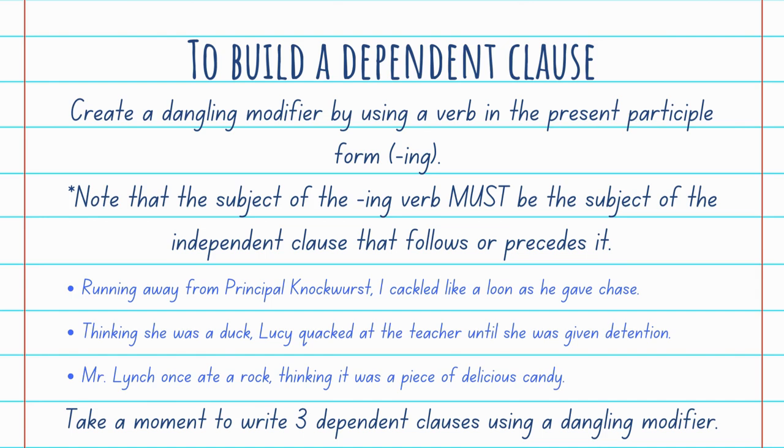So notice in both those examples, the subject. In the first sentence, I cackled, whoever's running from Principal Knockwurst. In the second sentence, Lucy is the one who quacks, and Lucy is the one who thinks that she is a duck. And then in our final example, we switch it around a little bit, adding more information in a dependent clause in this form at the end of a sentence. Mr. Lynch once ate a rock, thinking it was a piece of delicious candy.